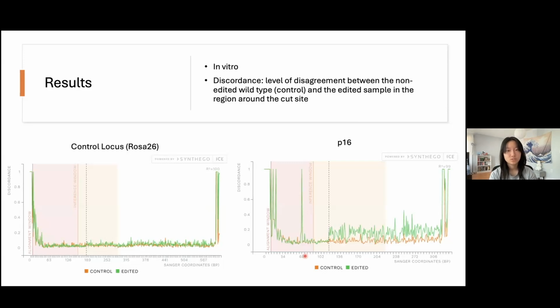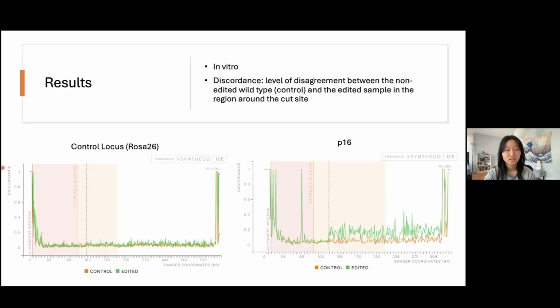These are some results that we have from the in vitro process of the experiment. This is after our PCR gets sent for sequencing, and this is the analysis. So we have our control locus, which is ROSA26 and P16, and these are discordance plots.